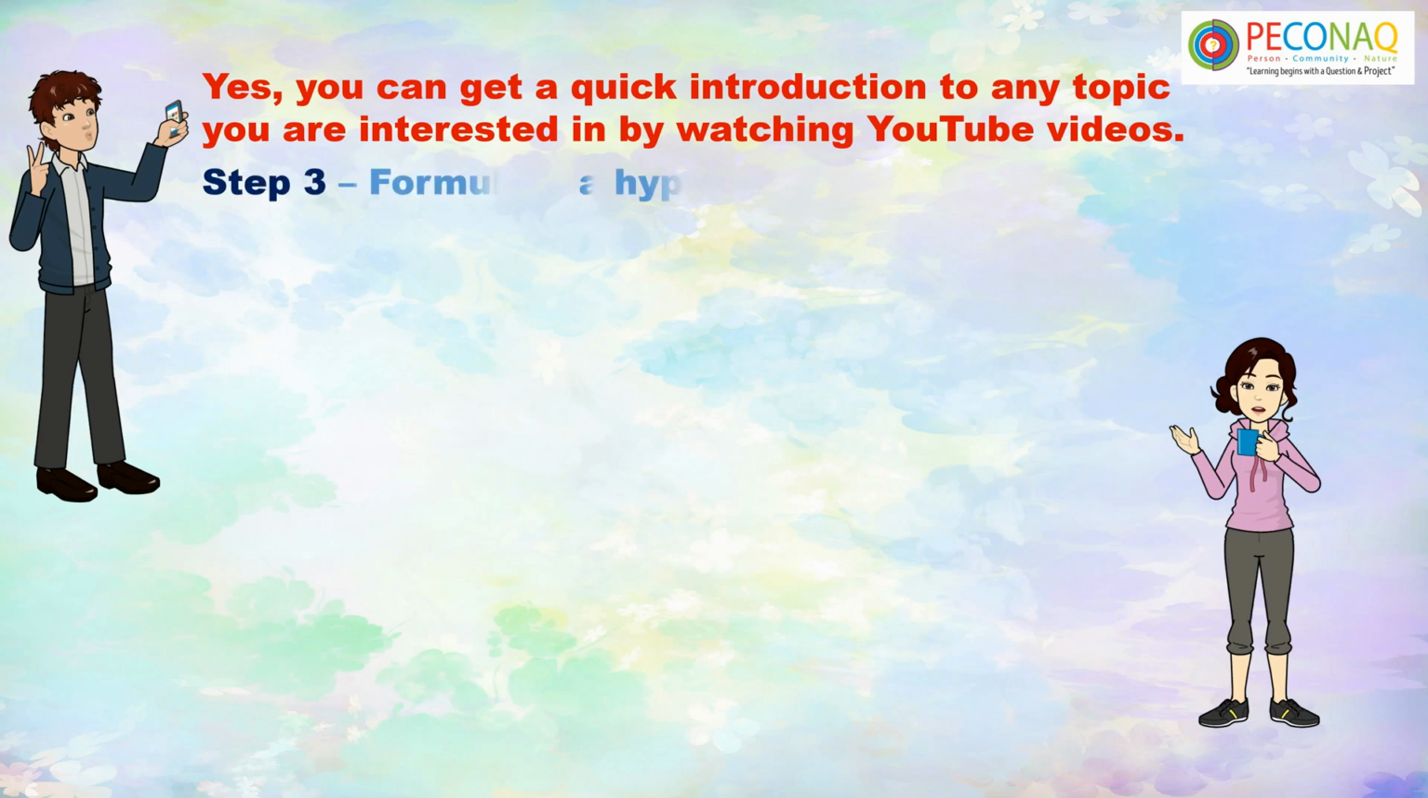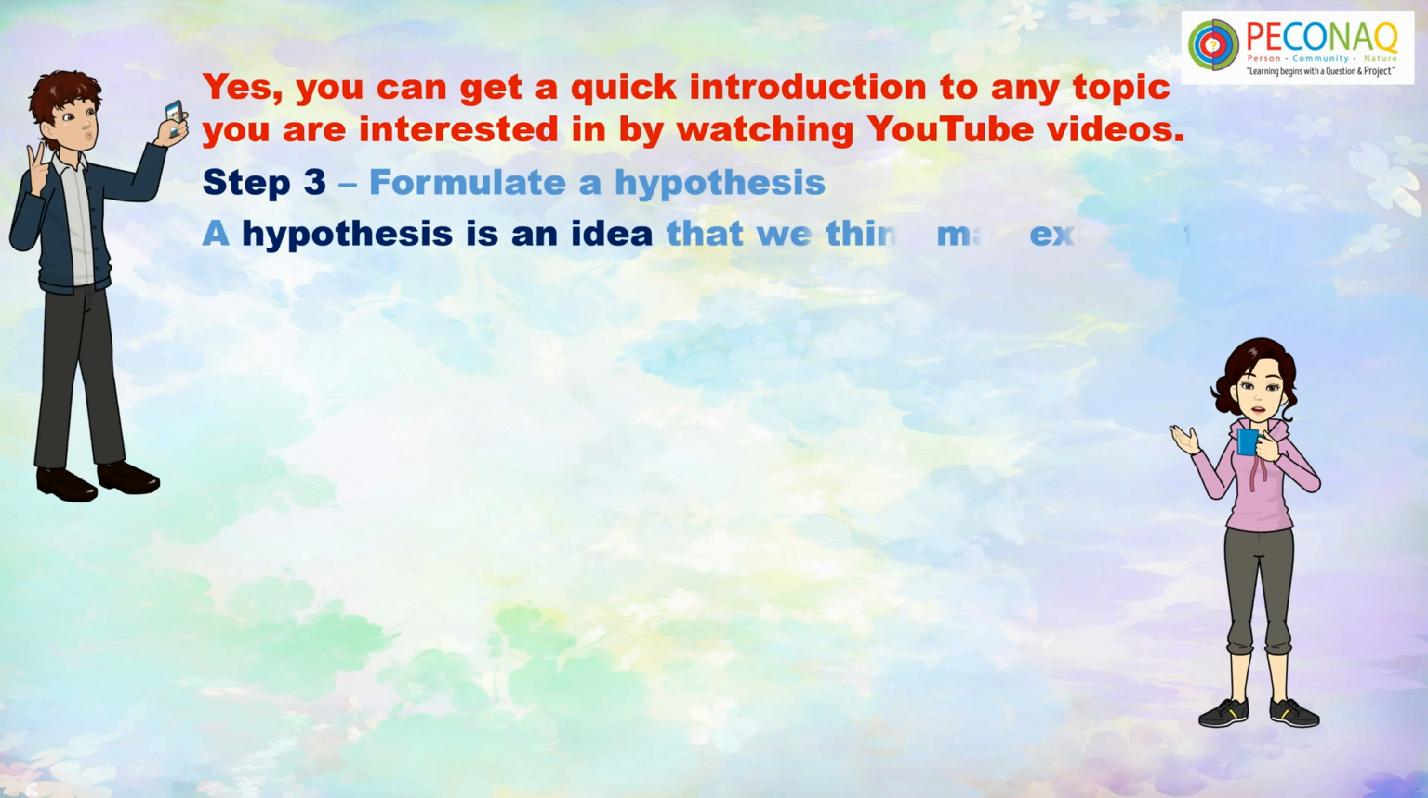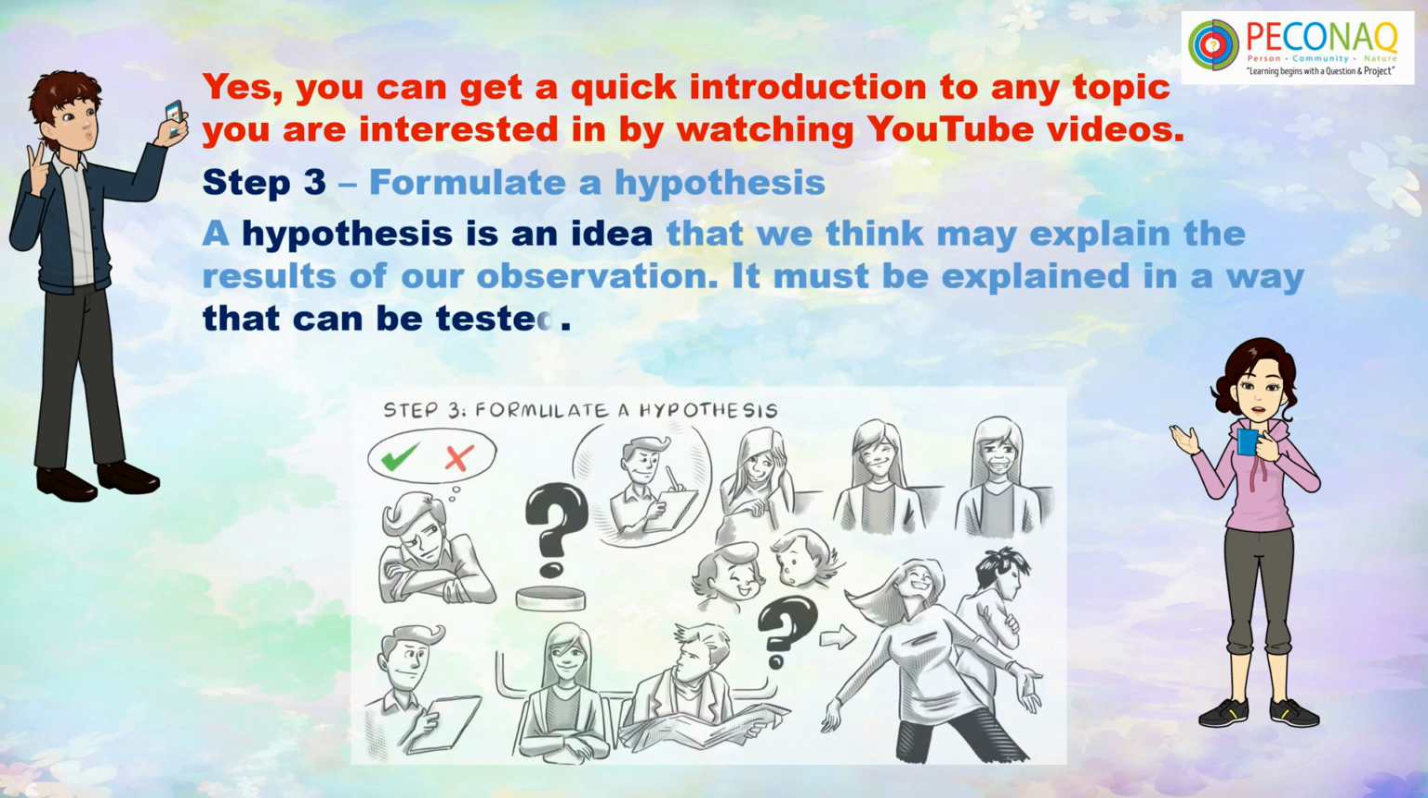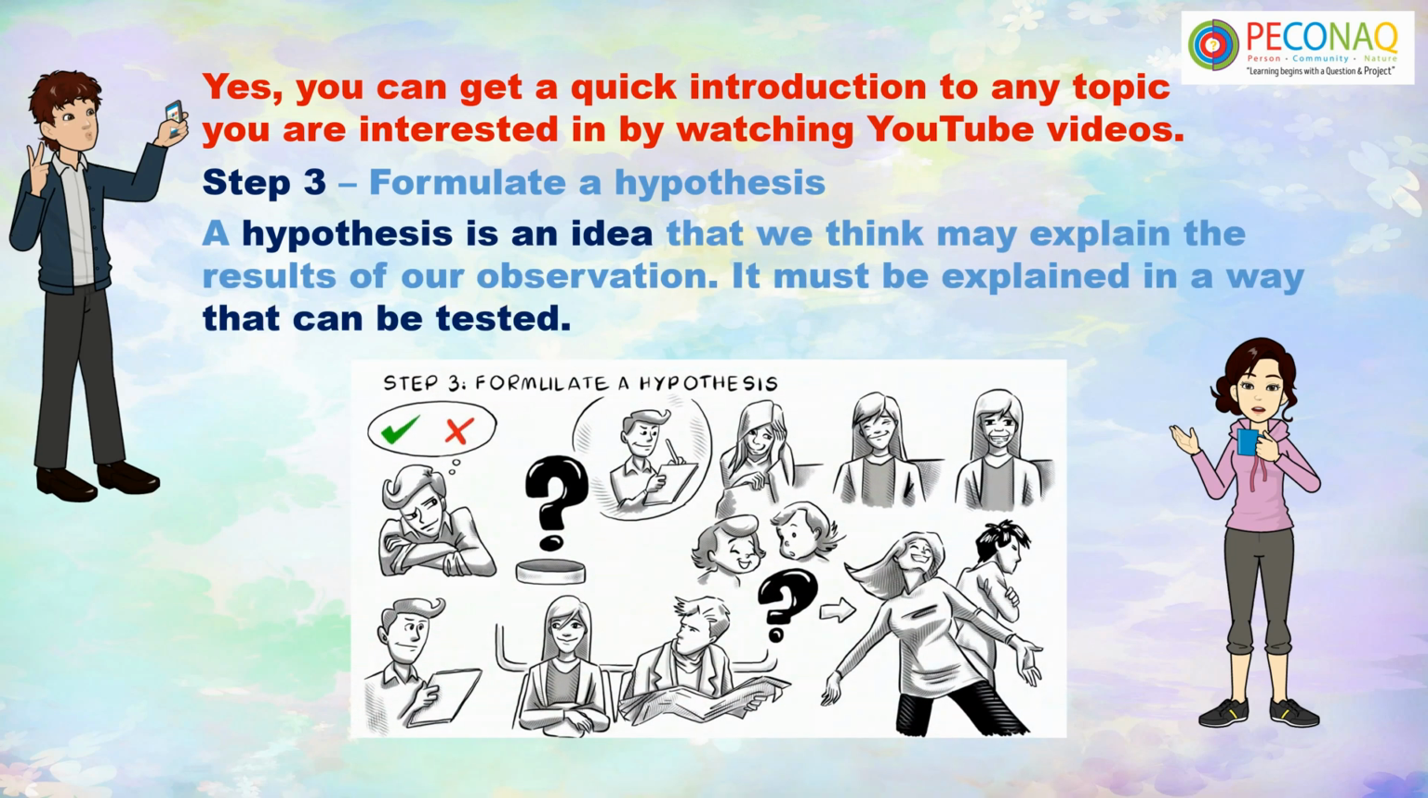Step 3. Formulate a hypothesis. A hypothesis is an idea that we think may explain the results of our observation. It must be explained in a way that can be tested.